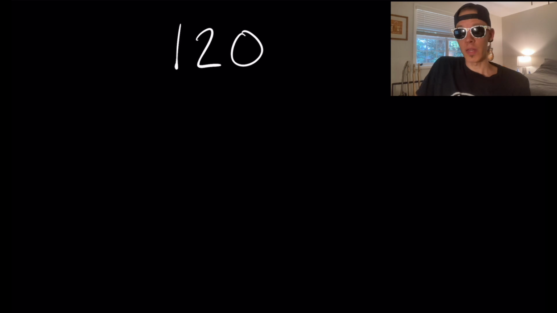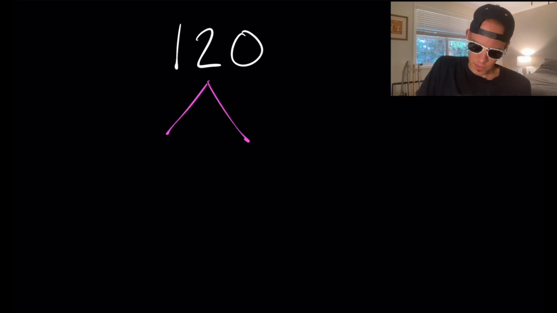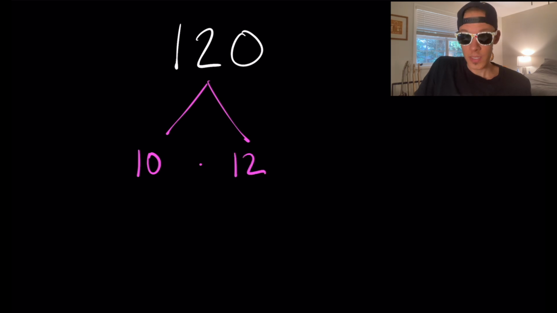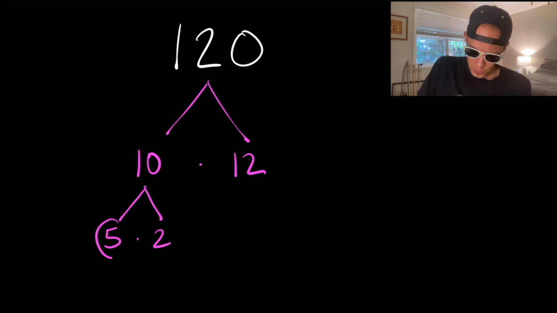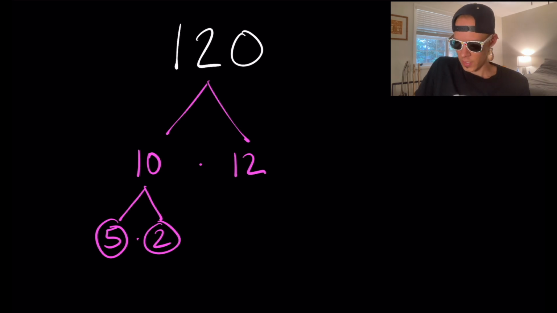How about 120? I see it ends in a 0, so I know we can divide this by 10, or that 10 is a factor of it. So why don't I do that right off the bat? I'll do 10 times, what's that going to be? 10 times 12. 10 times 12 is 120. I can split the 10 up. Factors of 10 would be 5 and 2. And both of those are prime numbers, so almost done here.